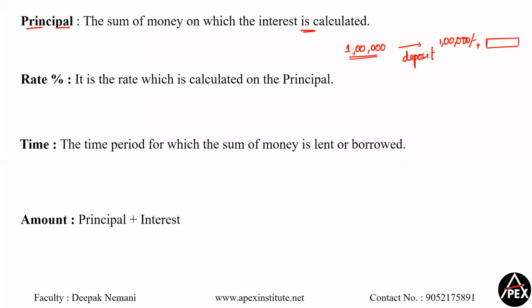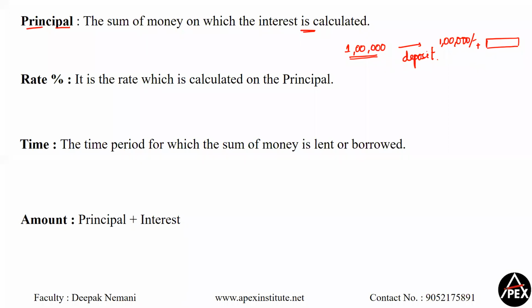The bank will lend this 1 lakh to another person, and it will be collecting a higher interest from him. That's how banks make profit, isn't it? So if I deposit 1 lakh rupees in a bank, this 1 lakh rupees is called principal because I have lent this 1 lakh rupees to a bank.